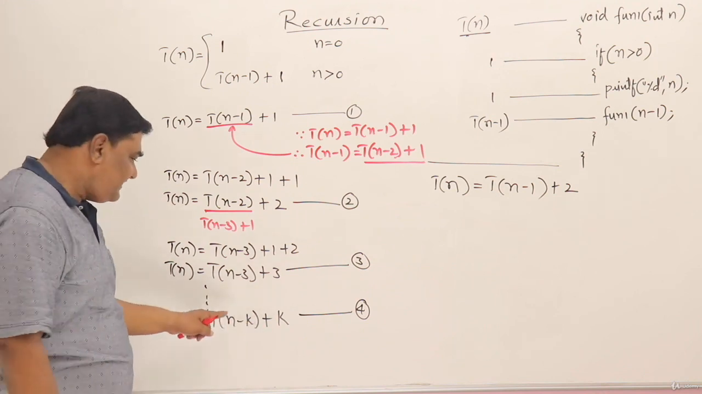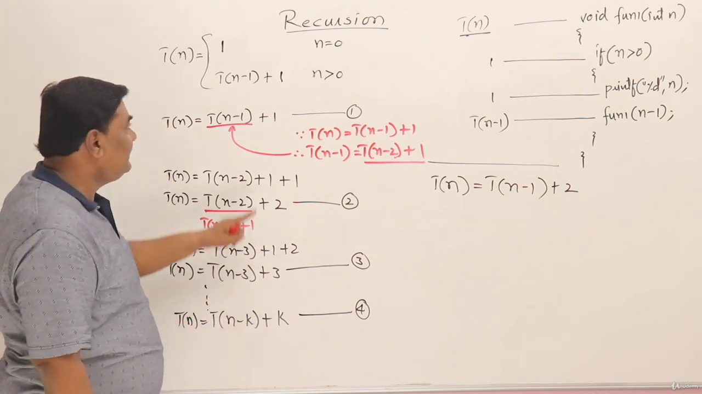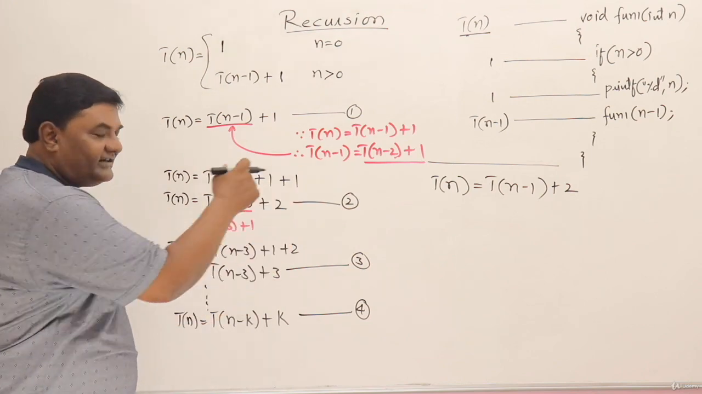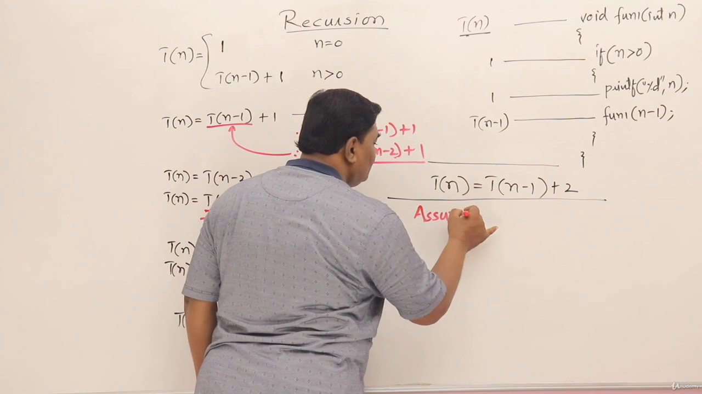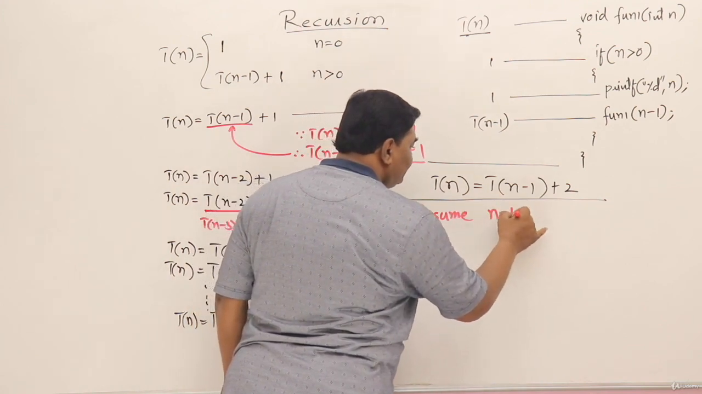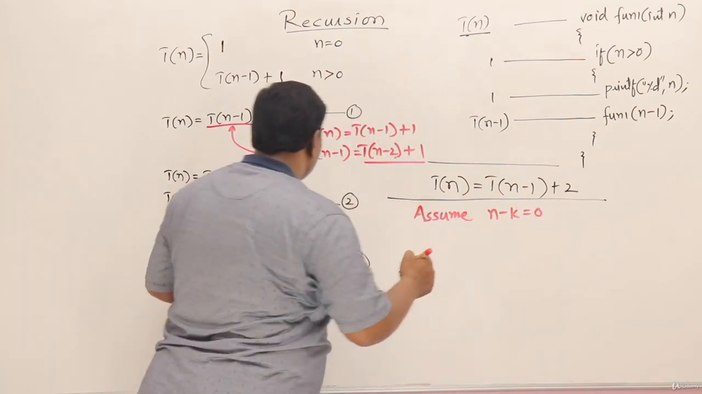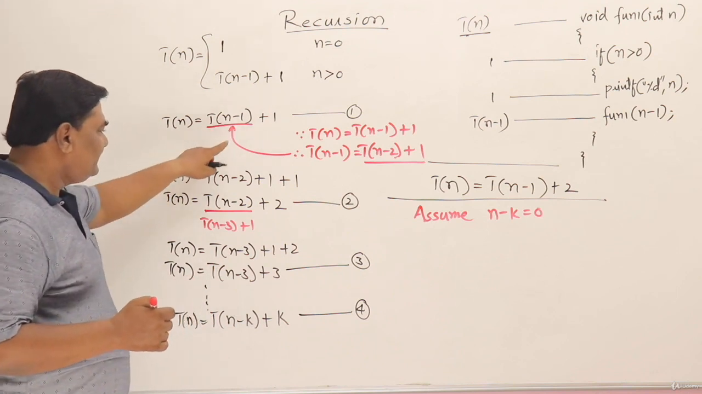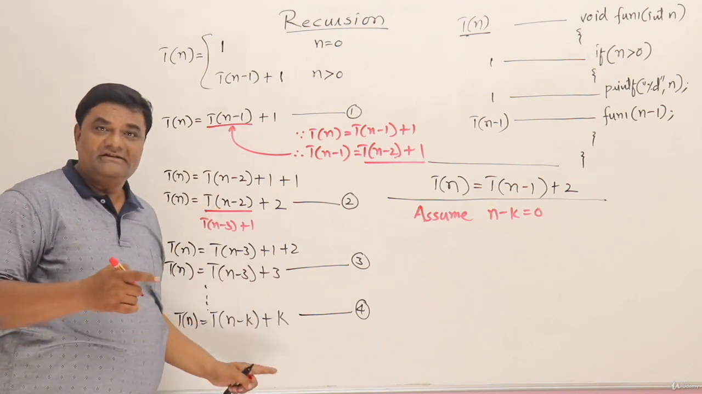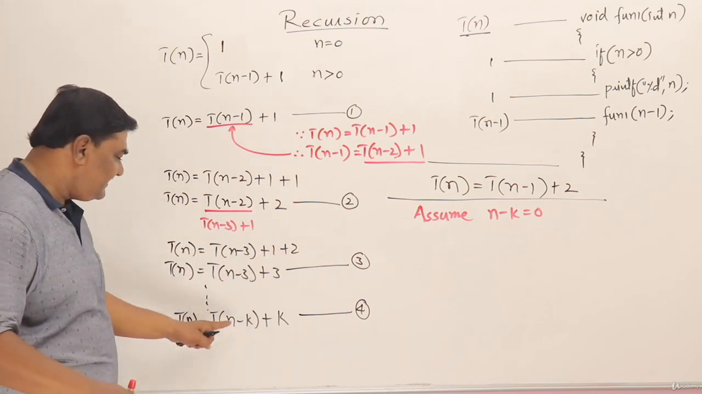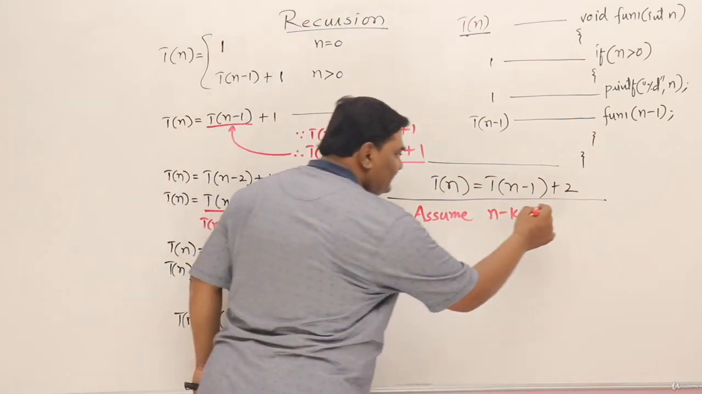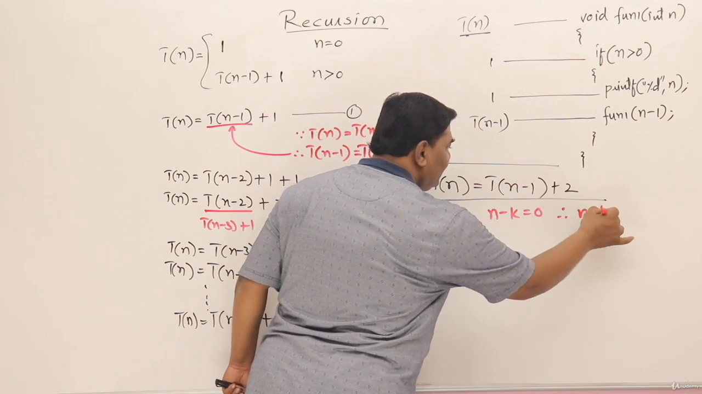Now we say that this n-k has actually become 0. So on that side I will write down, assume that n-k = 0. So it means we have n-1, that we made n-2, then n-3, and so on, up to what? It became 0. So we assume that this has become 0. So it means, therefore, n = k.